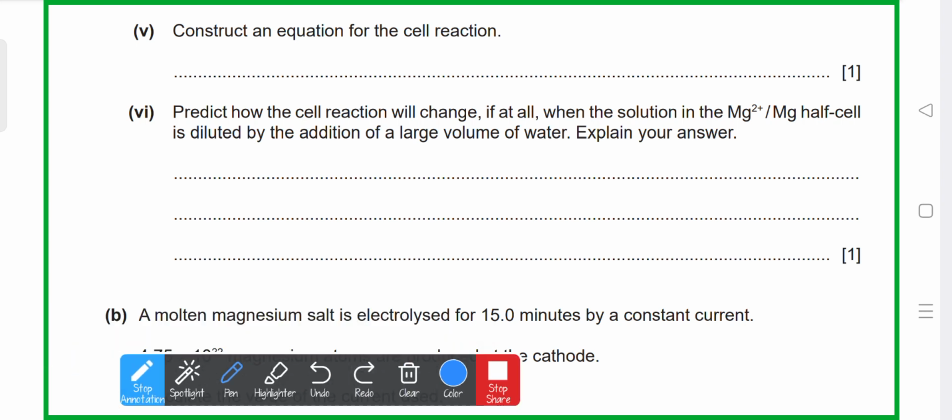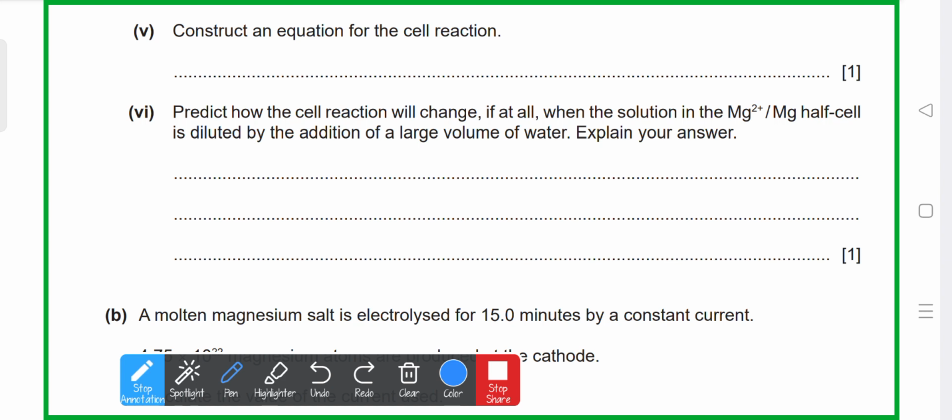Our equation for the overall reaction will have no change, because dilution doesn't change the equation. The Mg is still losing the electrons and permanganate is still gaining the electrons. But yes, there will be some effect on the value of the electrode potential of the magnesium half cell, the left one that I have drawn.